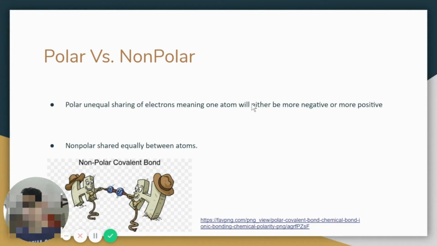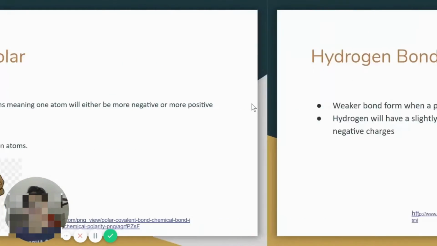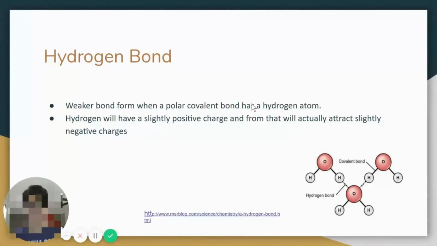The way I try to remember that one is polar. Something is polarizing, meaning it's in a disagreement or opposite of each other. So they're in a disagreement in the sharing of the electrons. But in nonpolar, they're actually shared equally between the atoms. So there's not that disagreement in sharing the electrons.